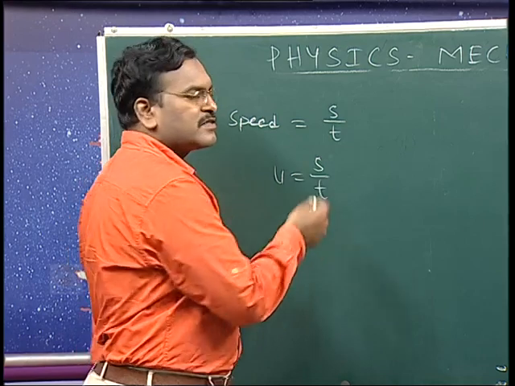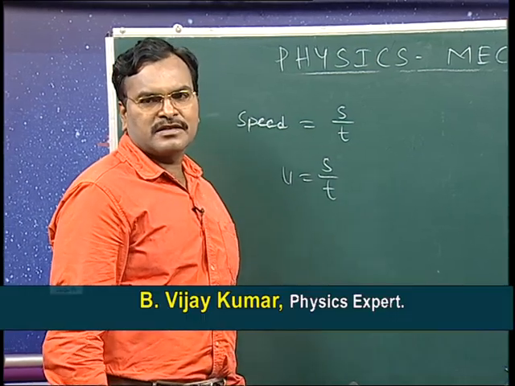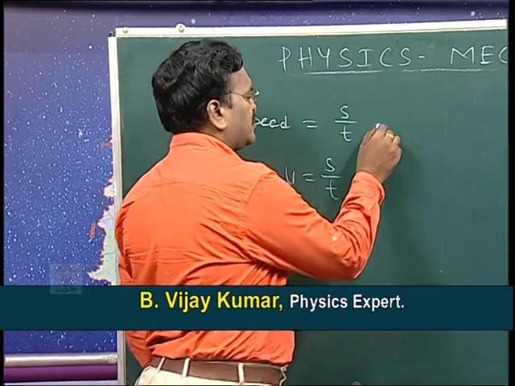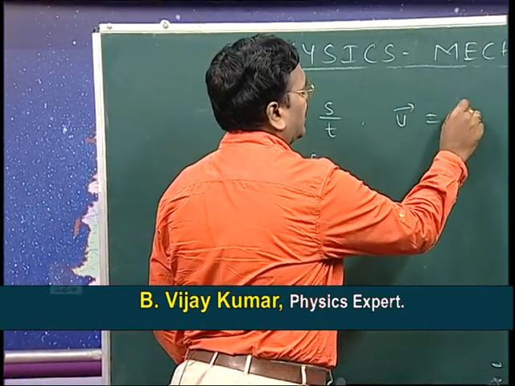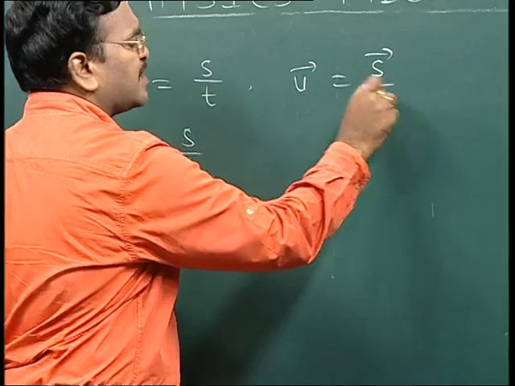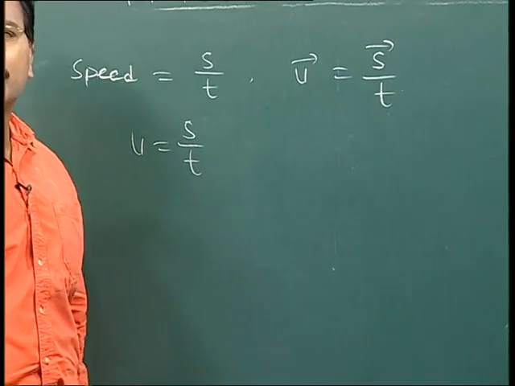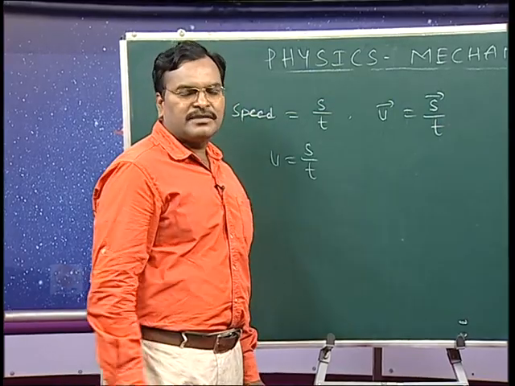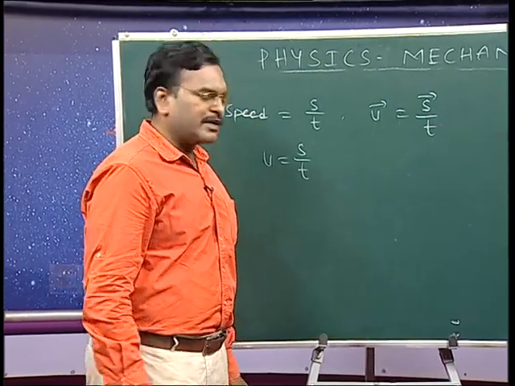Distance travelled by a body in unit time is equal to what? Speed. Again we have velocity. Velocity V bar is equal to what we write? S bar by T, displacement by time. Displacement of a body in unit time, that is velocity. Otherwise, speed of a body in a particular direction.